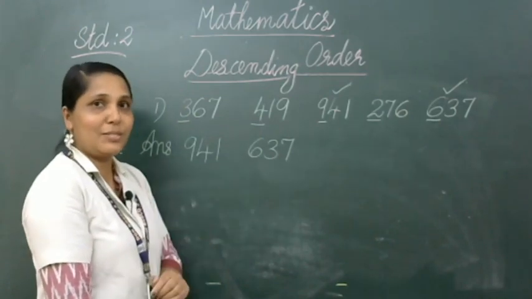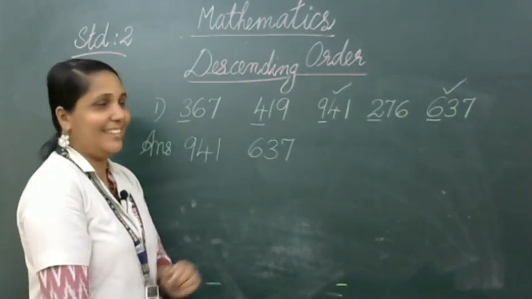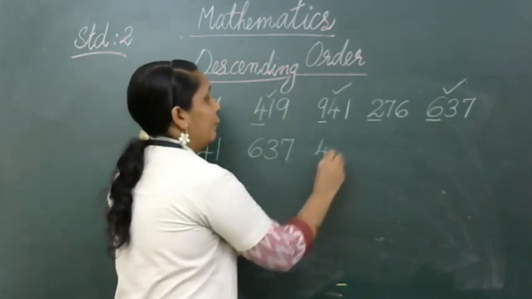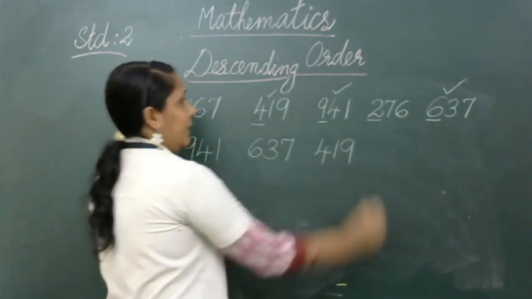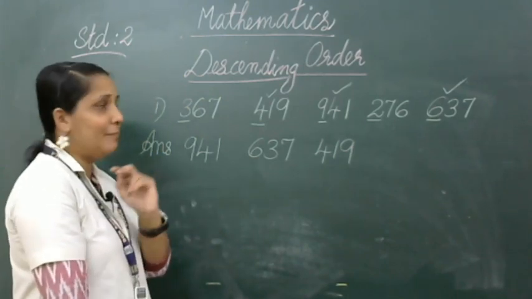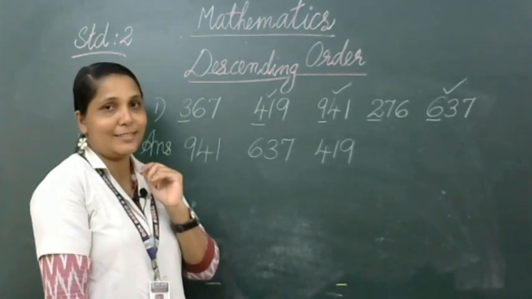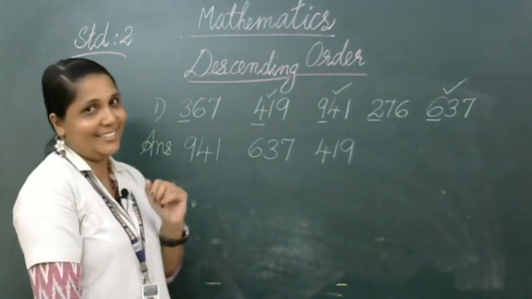Which is the biggest one? 342. Yes, very good. It is 4. So we will tick and write 490. Now we have only two numbers, 3 and 2. Which is biggest? Yes, it is 3.